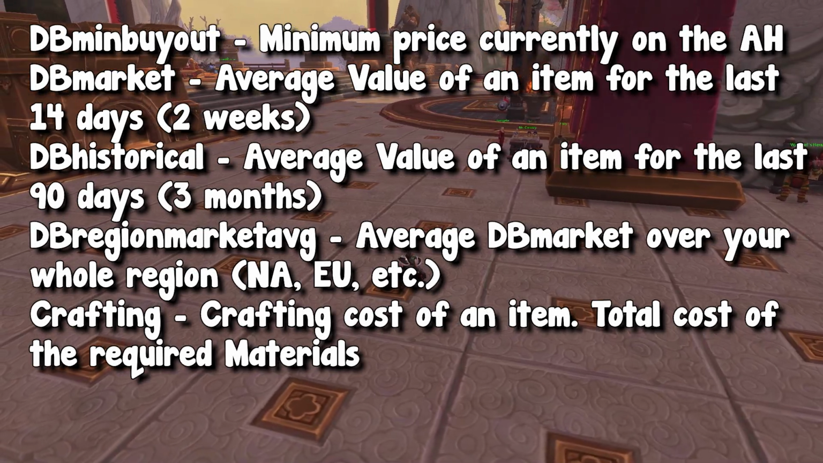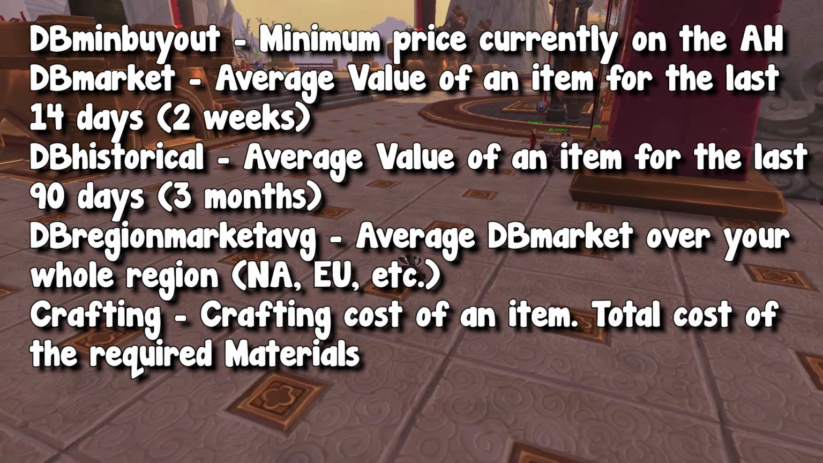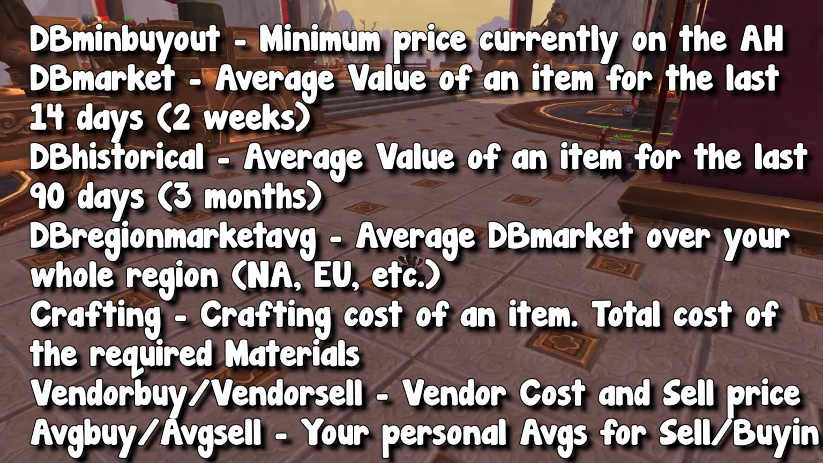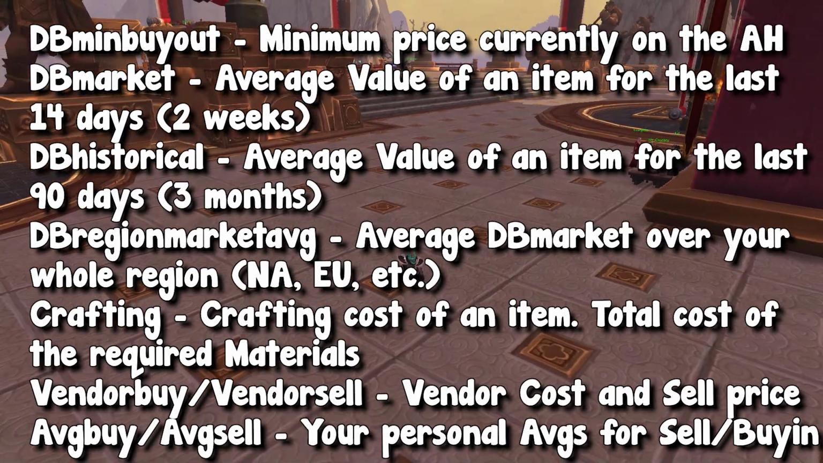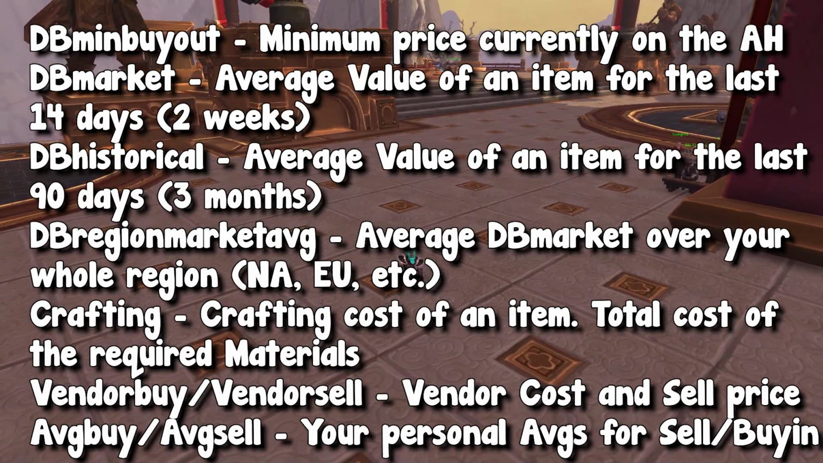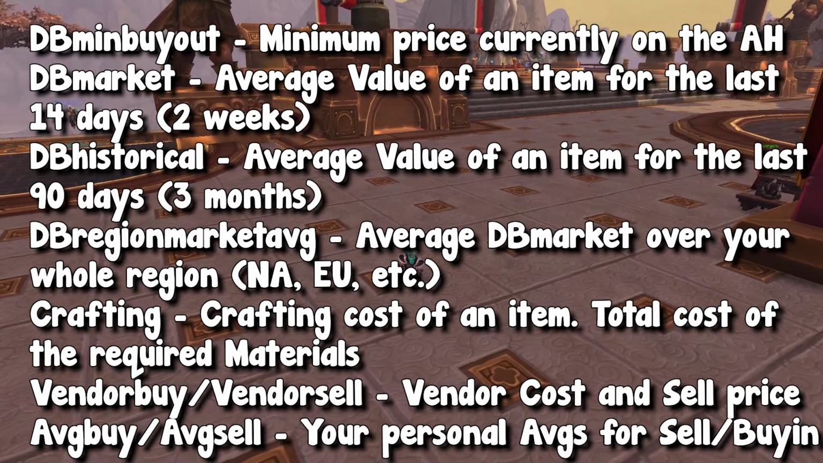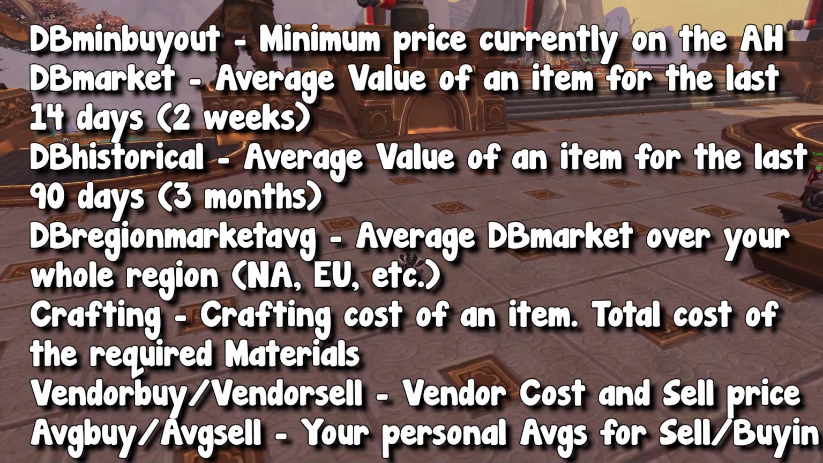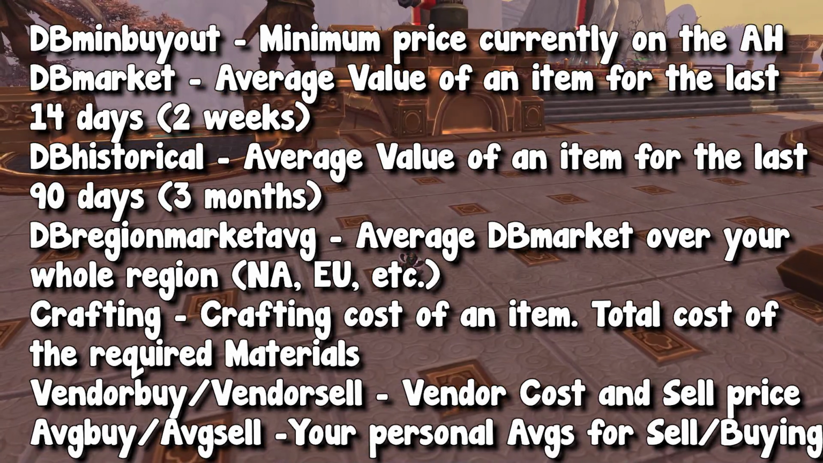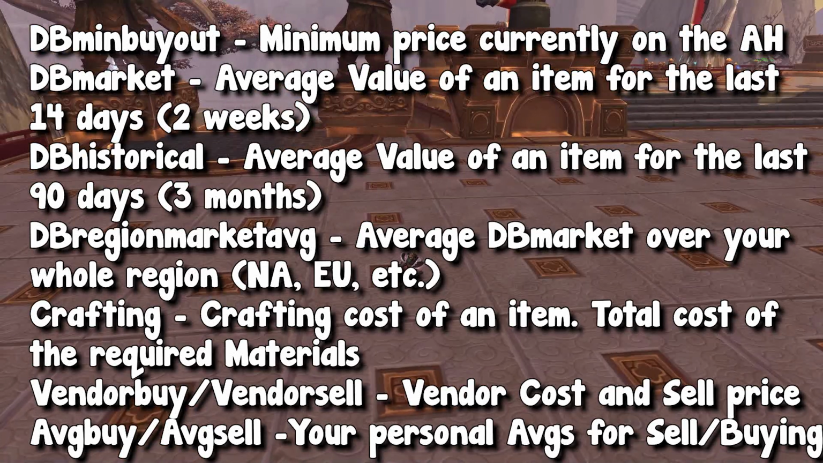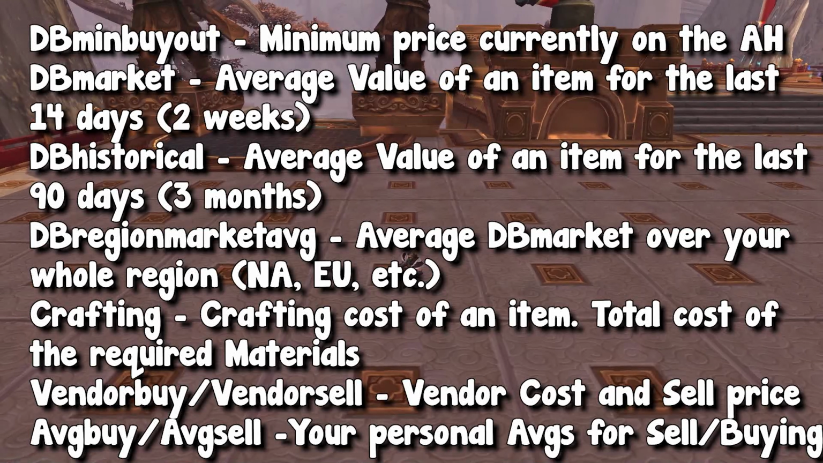Then we have vendor buy as well as vendor sell, which is just referring to the purchase price from a vendor of an item, as well as the vendor sale value of that item if you were to sell it off to a vendor. And lastly, we have average buy and average sell, which is your average buy price as well as sell price of an item strictly for you.